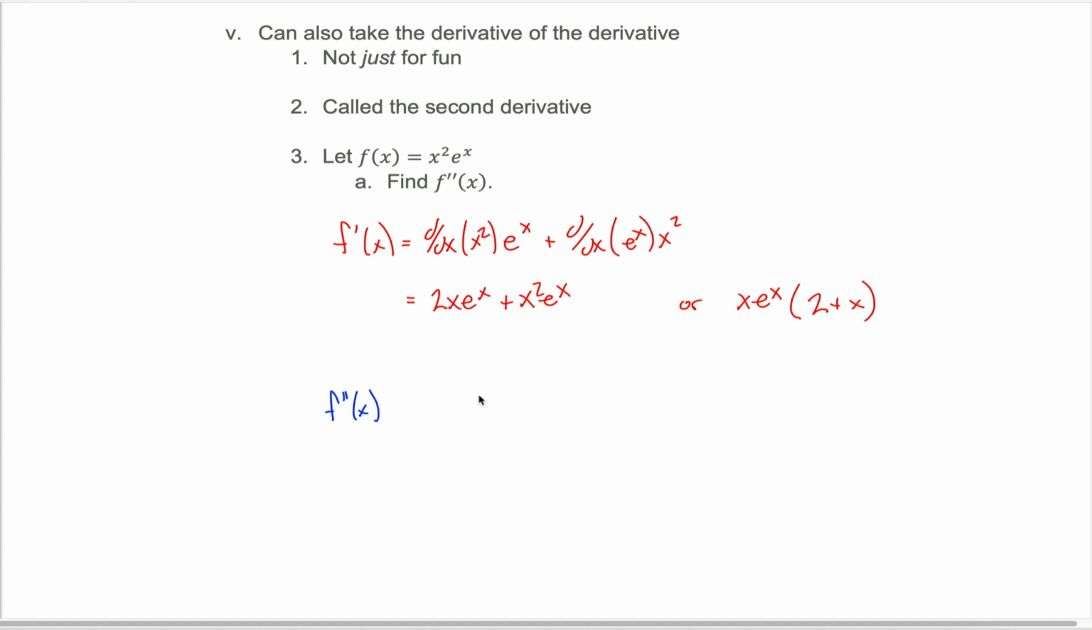In this specific case, I don't know how much it matters. I think it's about the same work either way. And I'm going to demonstrate it both ways. But often one answer is significantly easier to take another derivative of, and it's definitely worth your time to stare at those and think about the steps ahead of time.